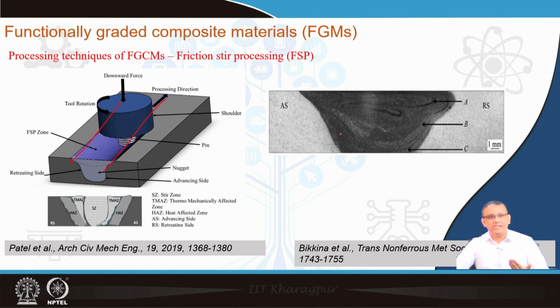So, again we can see a very nice gradation structure, and the advantage is that because it is a friction stir process, it is a solid state process. So, we do not have a very high amount of shrinkage and those defects, and also the microstructure is very homogeneous, and we also have a very good transition in the mechanical properties.